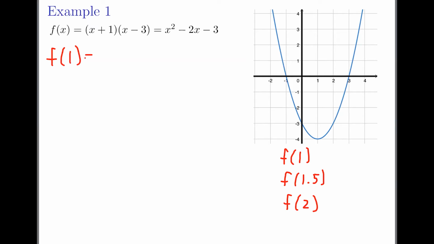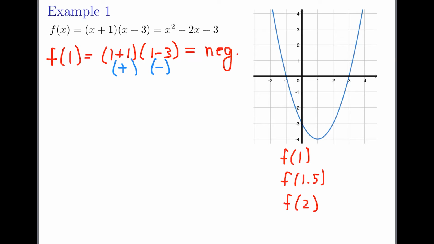Well, if we're being really diligent, we would say, oh, it's 1 plus 1, which is 2, times 1 minus 3. And that's 2 times negative 2, and that's equal to negative 4. But really, instead of thinking so much about the details, I just want to think about the fact that 1 plus 1 is positive, and 1 minus 3 is negative. And when you multiply a positive times a negative, you get a negative. So f of 1 is negative. And maybe rather than writing the negative sign, I'll just write neg. So f of 1 is negative.